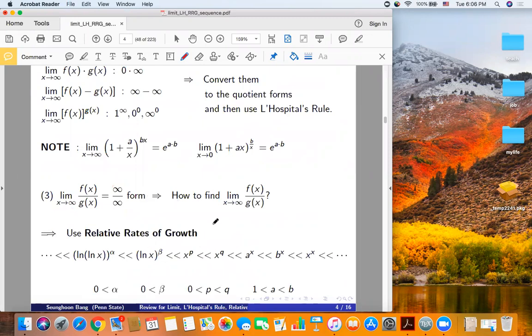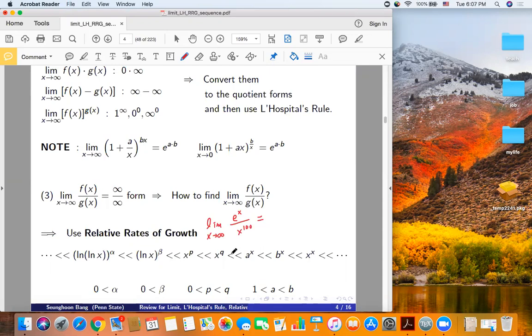Do you remember this one? The one example is the limit as x approaches positive infinity of e to the x over x to the 100. What is the answer? Infinity, is it right? Infinity.